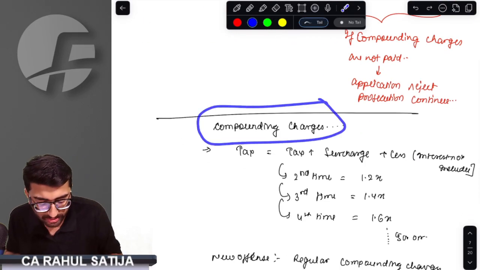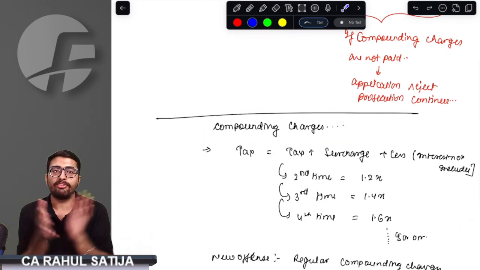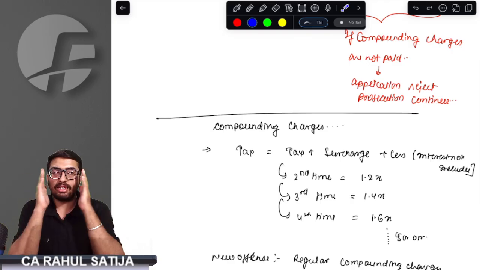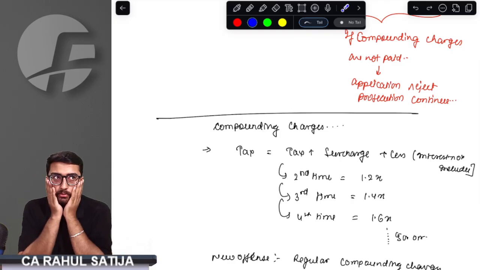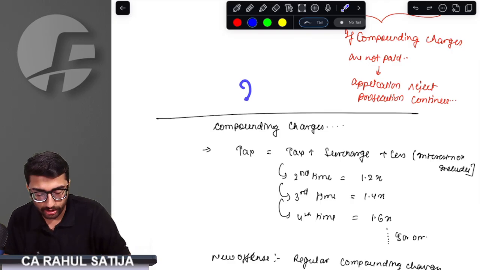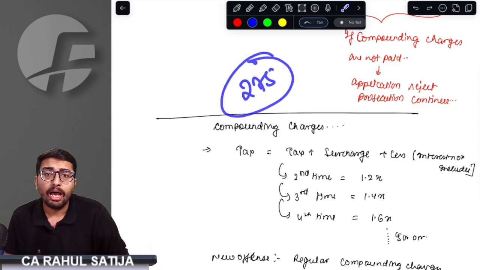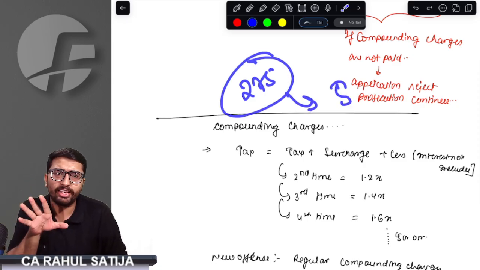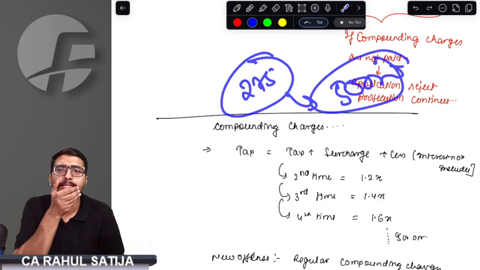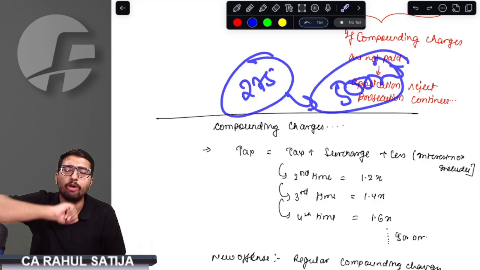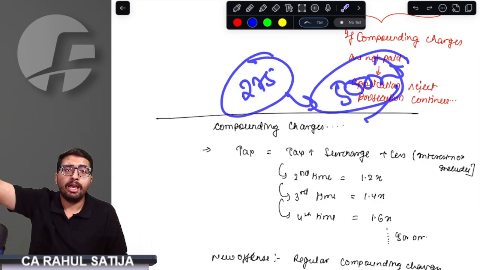Now, how are compounding charges calculated? See, normally compounding charges are fixed. For example, I have done an offense under section 275. How much will the question give you? The question will give you, for example, 50,000 as the compounding charges. How much do you have to pay? 50,000. Now, once you have submitted the application under 275.